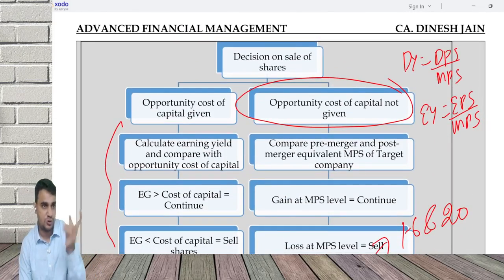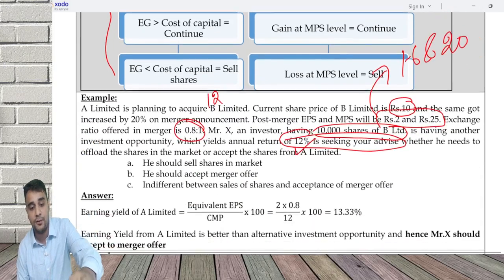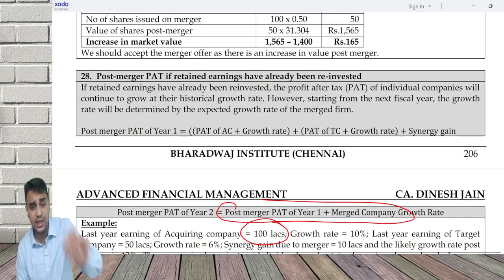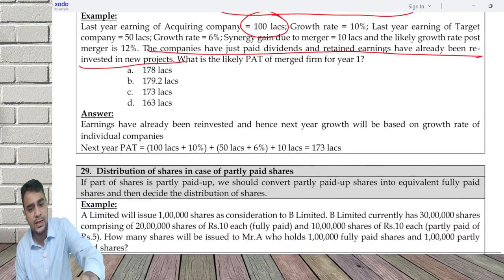Decision on sale of shares, two situations: opportunity cost of capital given, opportunity cost of capital not given. If given, do earnings yield, compare with your opportunity cost of capital and then decide. If not given, compute post-merger MPS, and compare, gain or loss at MPS level. Gain, continue; loss, sell it off. If your earnings are already reinvested, post-merger PAT is equal to PAT of AC plus its growth rate, PAT of TC plus its growth rate, plus the synergy gain.